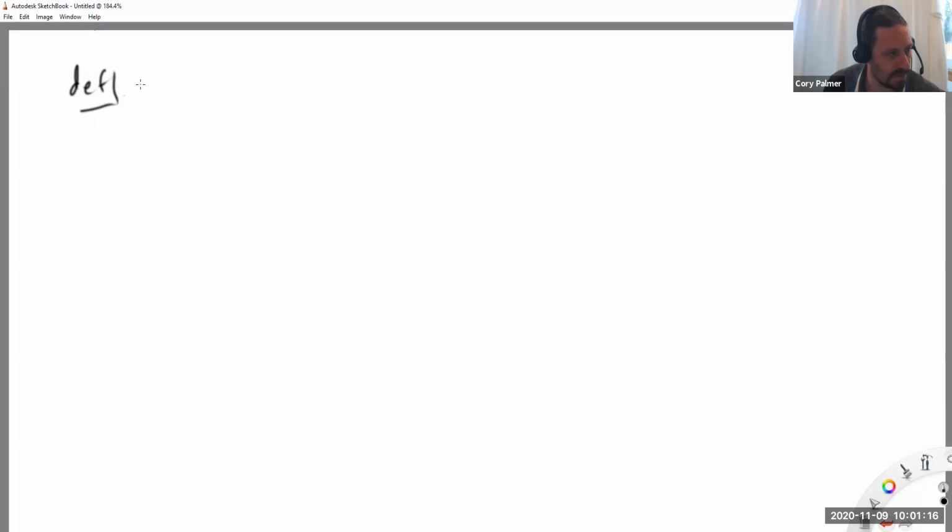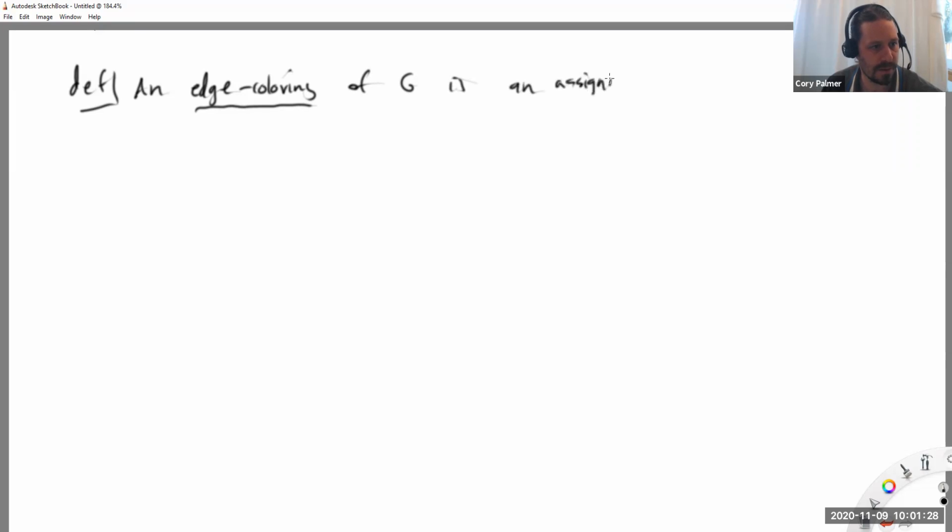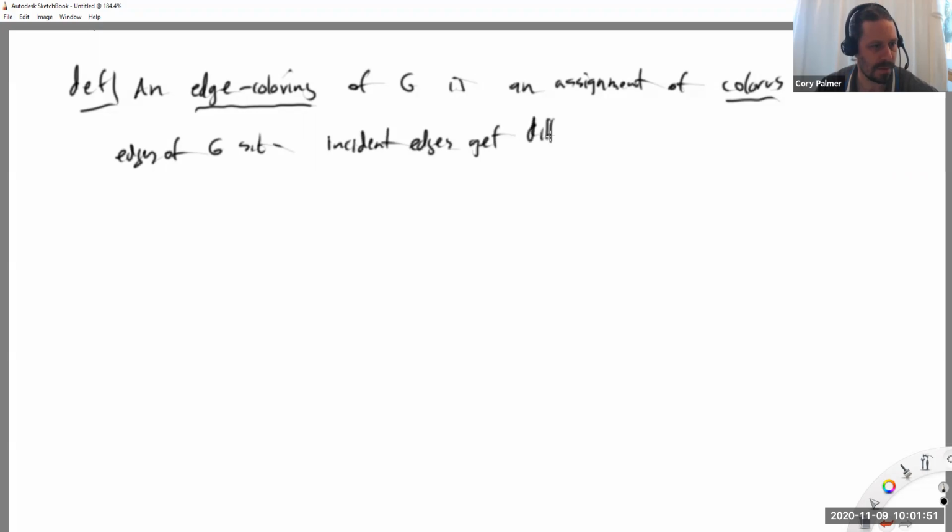It's very simple though. So an edge coloring of G is an assignment of colors. I mean, these are technically being defined, but it's just a function assigning labels to the edges of G such that incident edges get different colors. Incident edges are edges that share a vertex.